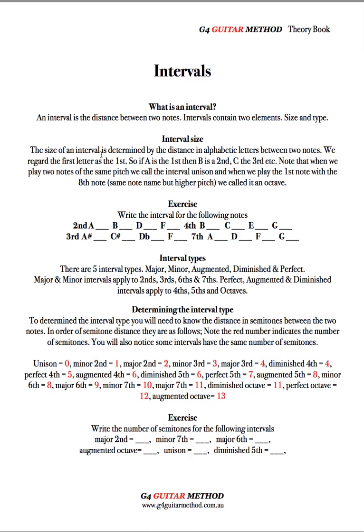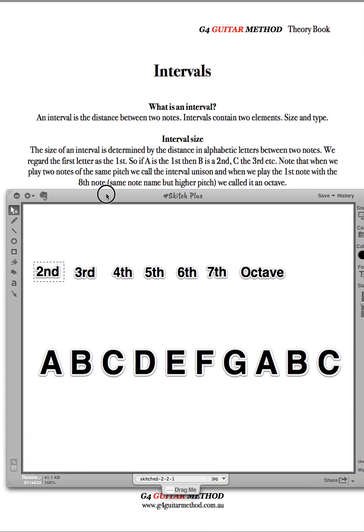The size of an interval is determined by the distance in alphabetic letters between two notes. We regard the first note or the first letter as the first. So if A is the first, then B will be the second, C will be the third. Note that when we play two notes of the same pitch, we call it unison. When we play the first note with the 8th note, it's called an octave. So let's have a look at how that works.